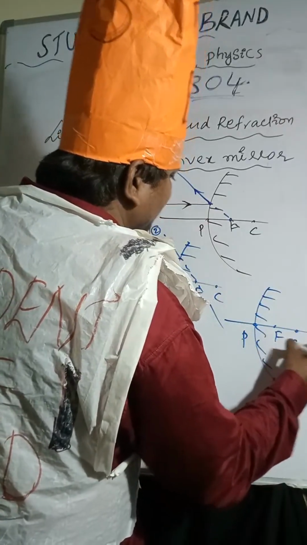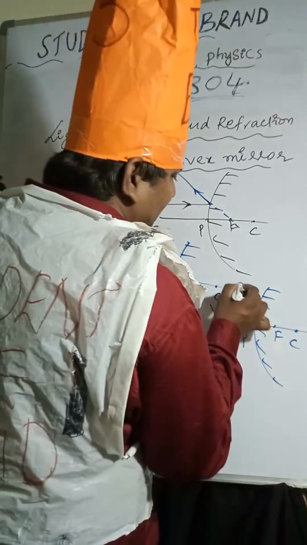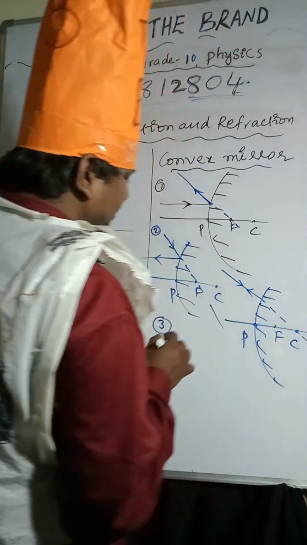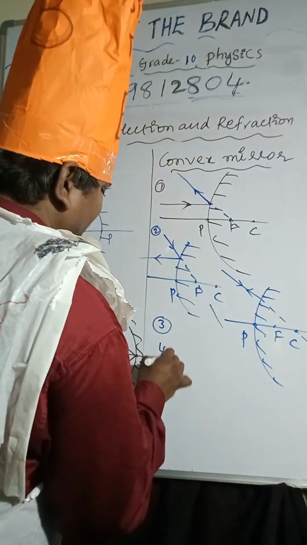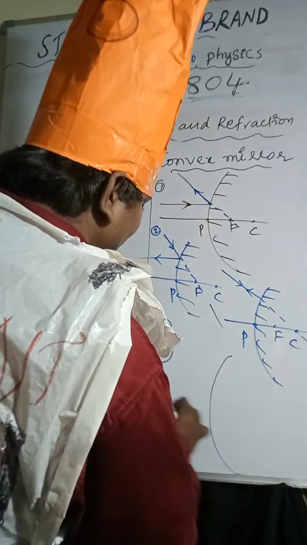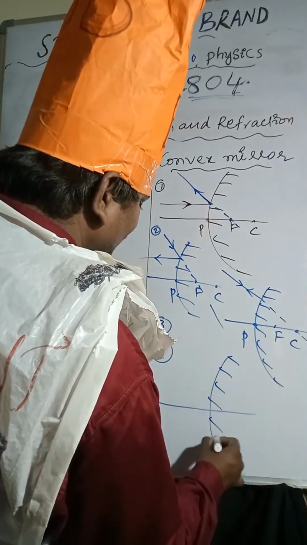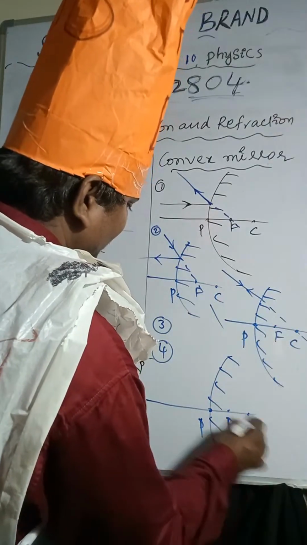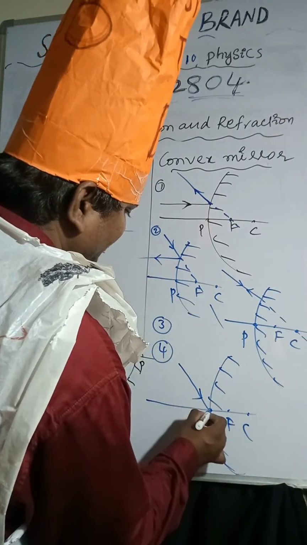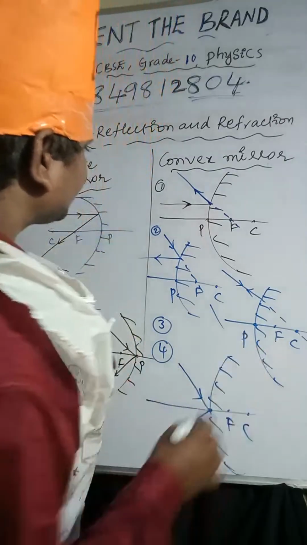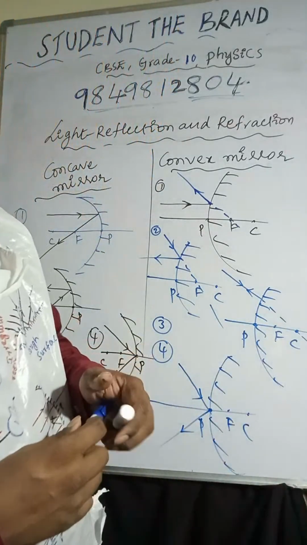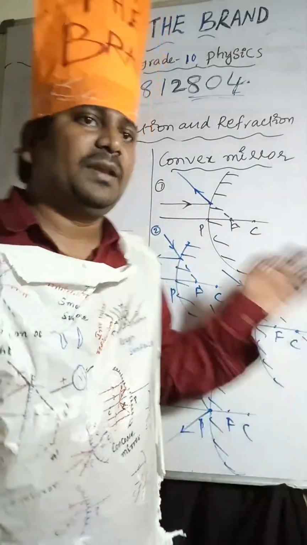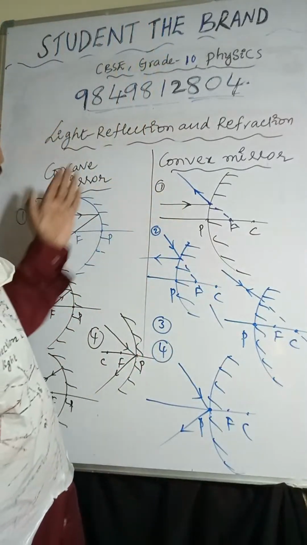Coming to the third one. Pole, focus and center of curvature. Light ray is passing through center of curvature, so it retraces its original path. That is the third one. Coming to the fourth one. Pole, focus, center of curvature. Light ray is incident at the pole, it reflects back. These are the ray rules of concave mirror and convex mirror.